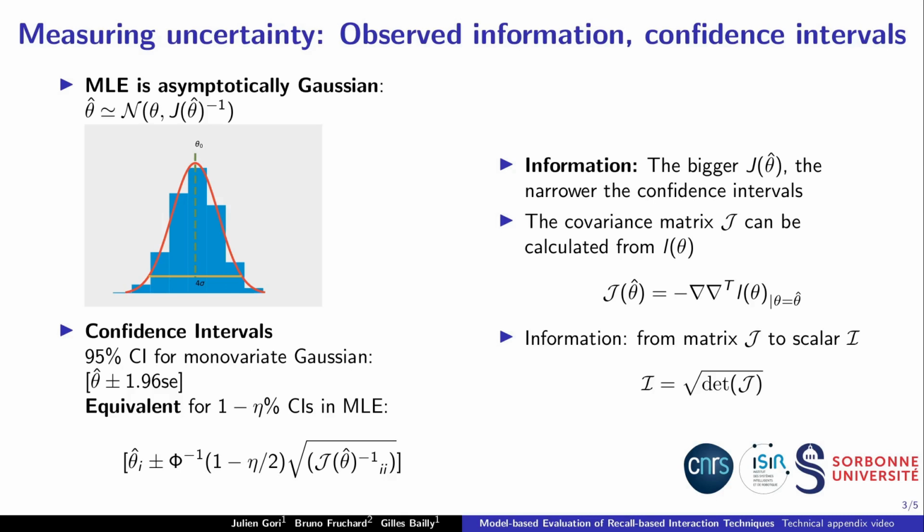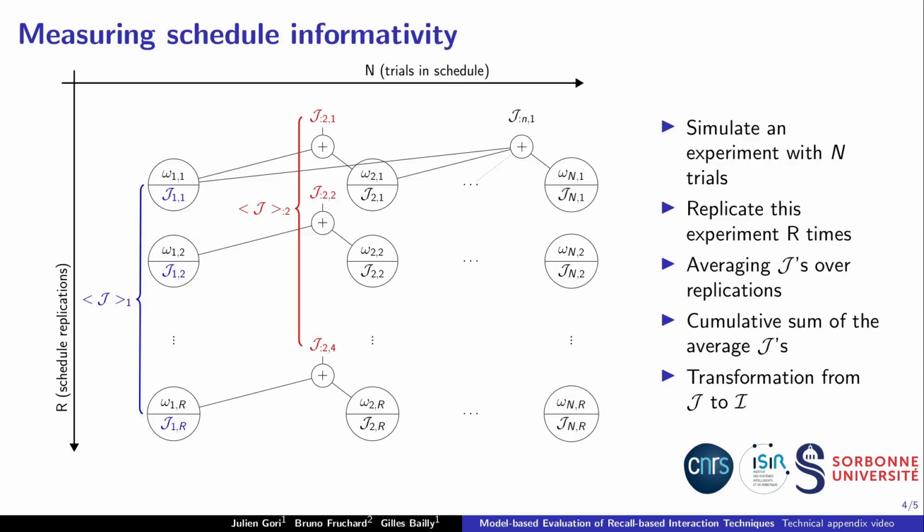This covariance matrix can actually be computed from the likelihood itself, as the negative Hessian. The Hessian is just the multivariate extension of the second-order derivative. So this J will serve as our measure of information. The only problem we have is it is a matrix, and we'd like a single number. So what we do is we compute the square root of the determinant of J, and this is our measure of information. The justification for this is found in the paper.